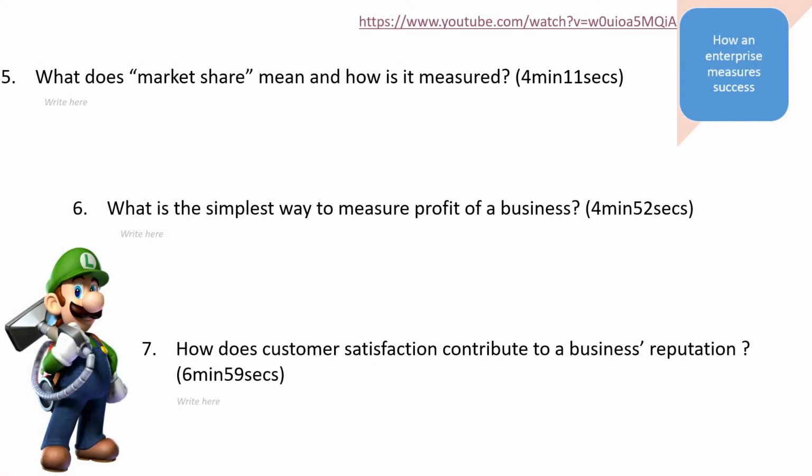The link above takes you to Lesson 3, Component 1, Aim A, and you've got your final 3 questions about measuring the business performance. So we're looking at measuring market share, we're looking at measuring profit of a business and the simplest way to measure profit of a business, and the customer satisfaction. Obviously a difficult area to measure, but we're going to look at how it actually contributes to a business's reputation. Again, the question gives you an indication where on the video to help get your answers.